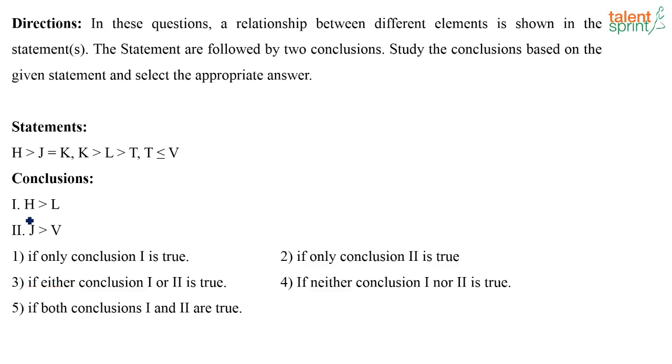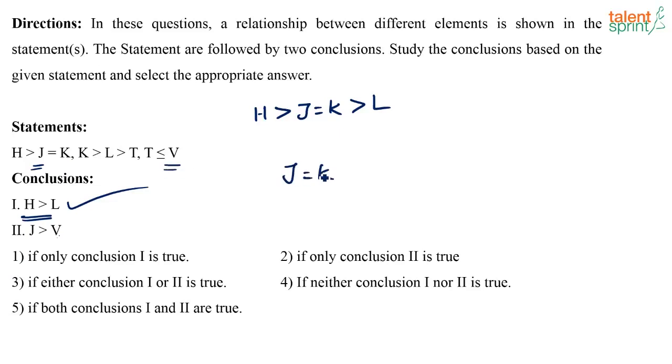So here what should you find out? You have to find out the relationship between H and L. See here, you know H is greater than J, J is equal to K, and K is greater than L. So I know for sure H is greater than L. So the first conclusion follows. Now I have to find out the relationship between J and V. That is the second conclusion. Where is J and where is V? J is here, V is here, right?